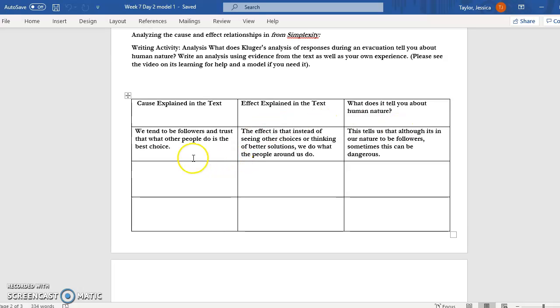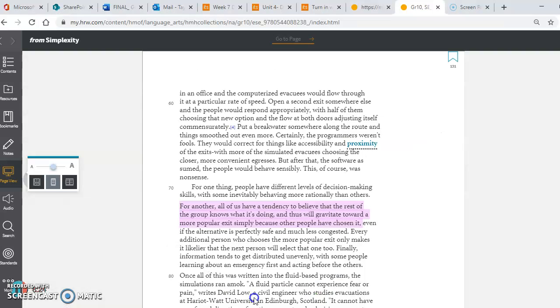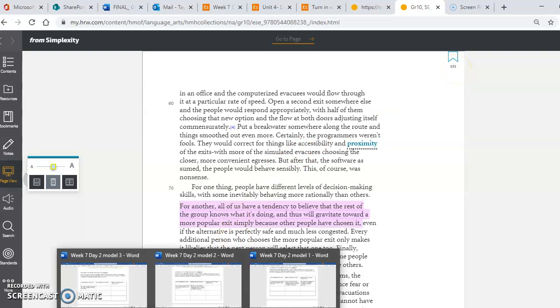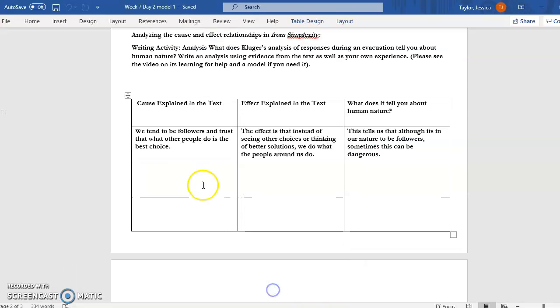So that is an example of how I pieced together a cause and effect relationship that was presented in the text, and then was able to relate that back to our main question about what it tells us about human nature. The only other thing I want to do here is make sure that I've gone back to my textbook and cited the page number that I got this from, because although I didn't use a quotation, I still need to reference where I got my information. So I got that information on page 131. And that's as simple as that.